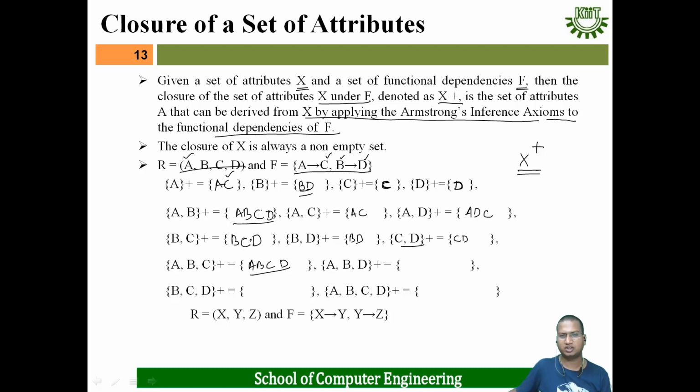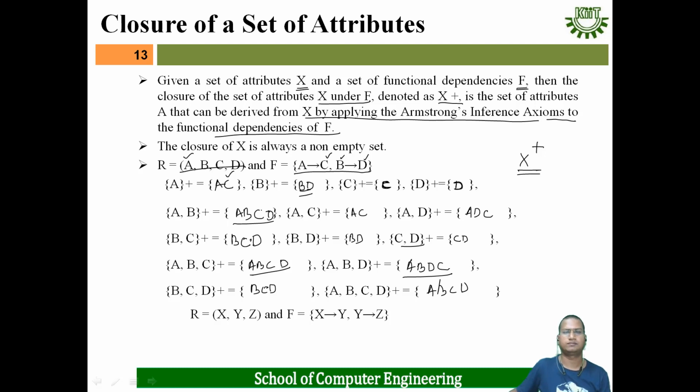Similarly, ABD closure, that means first we write ABD, then from A we can infer C, so C will come, and all attributes came here. Then similarly BCD closure, first BCD will come. Then from B we can infer D, but D is already present. Can we take A here? No. That means BCD closure will be BCD. Then ABCD closure means ABCD.